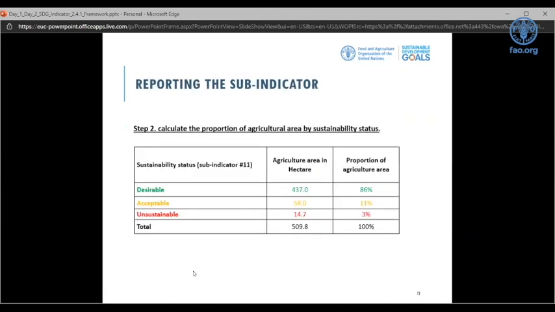The last step is the same, like for other sub-indicators, we add up the areas classified as green, yellow, and red. And again, reflect it as a ratio of the total agricultural land area and calculate these proportions. So let me go to the Excel sheet.